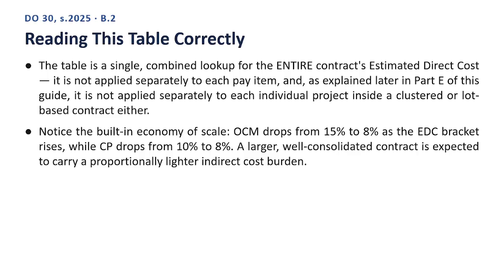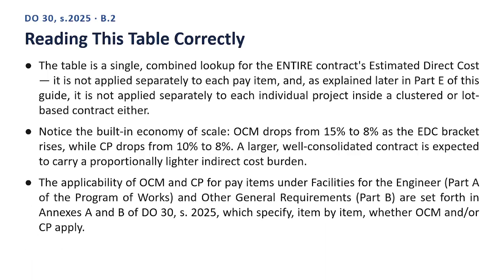Point 3. The applicability of OCM and CP for pay items under Facilities for the Engineer, Part A of the Program of Works, and other general requirements, Part B, are set forth in Annexes A and B of DO 30, Series 2025, which specify, item by item, whether OCM and/or CP apply. Taken together, these points give you the practical, working picture of reading this table correctly. Next slide. Indirect cost, value-added tax.